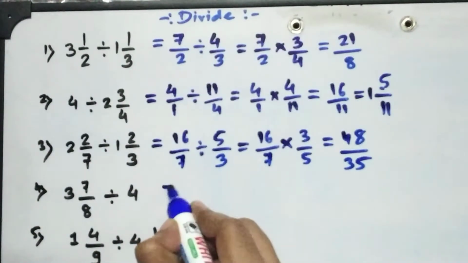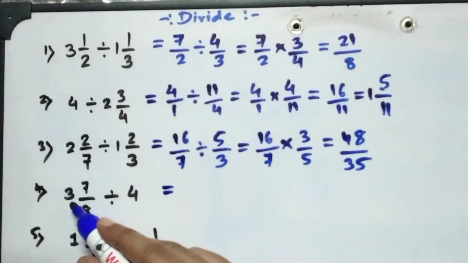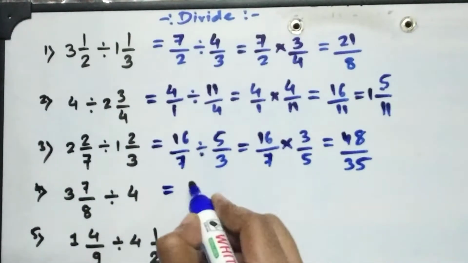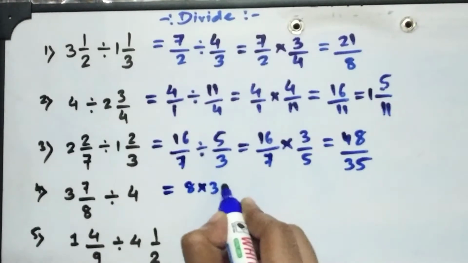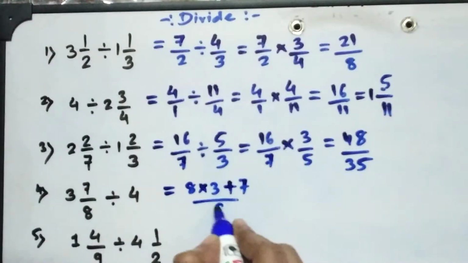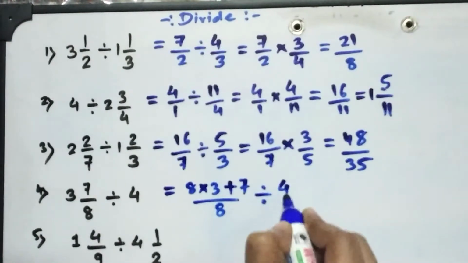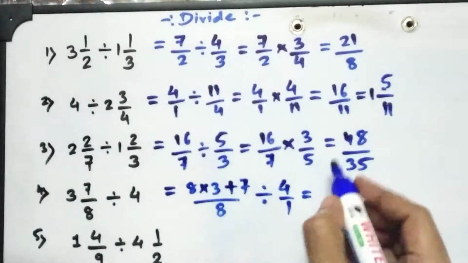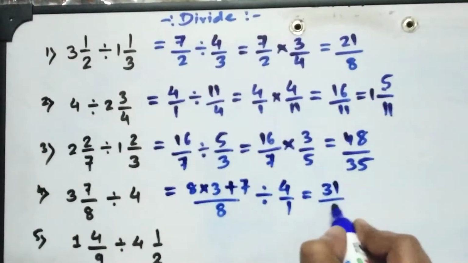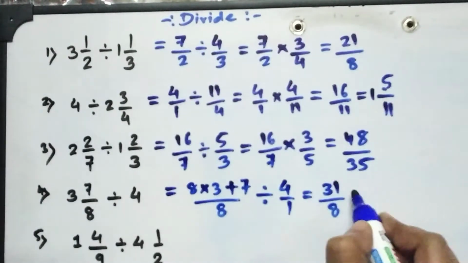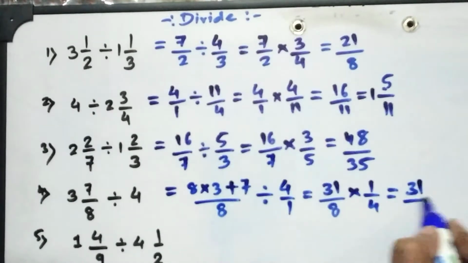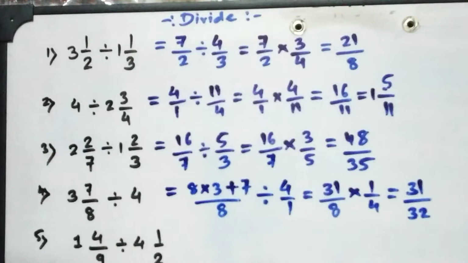Then next is again 8. We need to multiply with 3 and add the 7. So we'll write here 8 into 3, we need to add plus 7, divided by 8. Division by 4 by 1. 8 3s are 24. Then we need to add 7 to that. We'll get 31 divided by 8. And we'll do it with 1 by 4. 31 1s are 31. 8 4s are 32 is the answer. This is a proper fraction here.